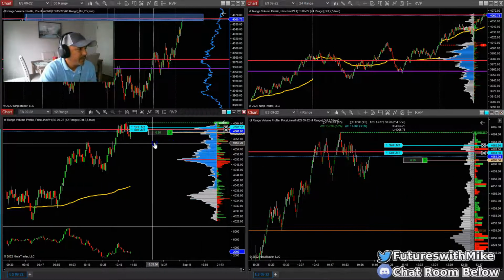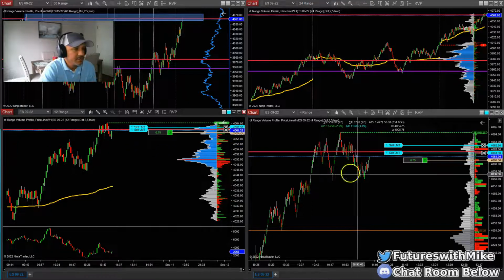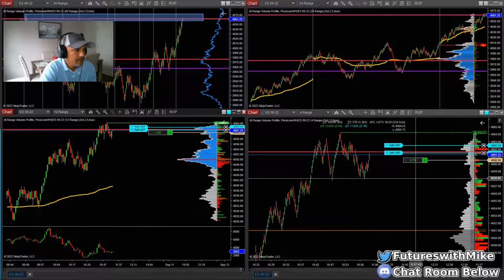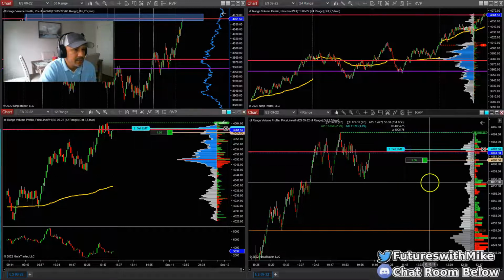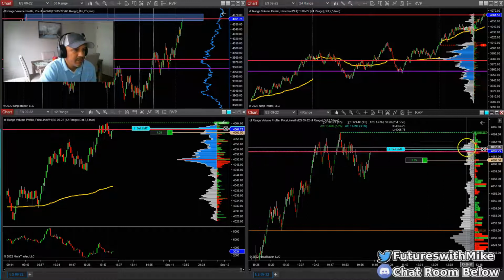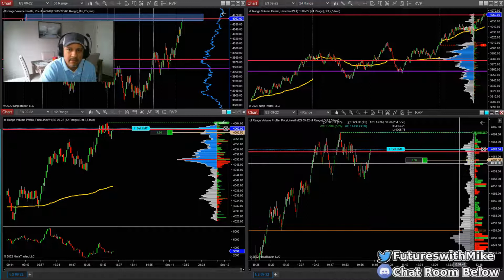We're building some volume in this area here. You can see on the 12 range for sure. Okay, first contract's filled. I think I'm gonna take out right here on the second contract because we got a little high volume node right here. And come on, hit it. Okay, we got filled there.